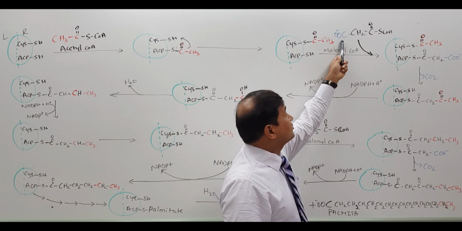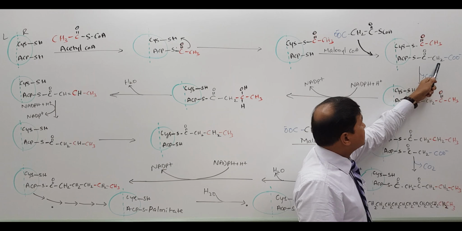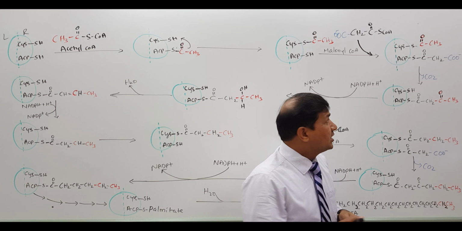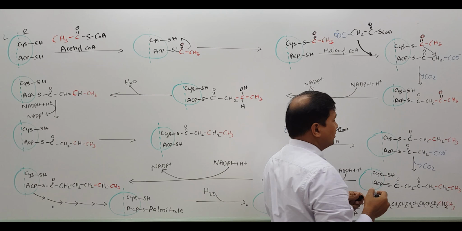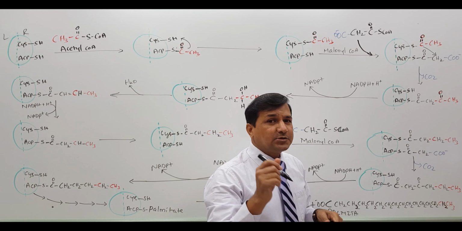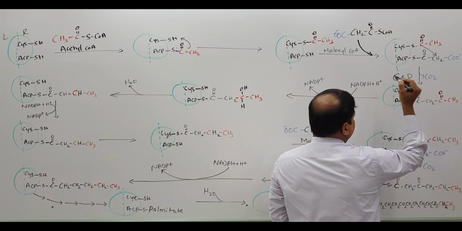So now what will happen to these three carbons? In the cysteine position, we have two carbons coming from the original acetyl CoA molecule, and in the ACP position, we have three carbons coming from the malonyl CoA molecule. So there will be a nucleophilic attack from the acetyl CoA carbons onto the malonyl CoA carbons. Because of this nucleophilic attack, there is a break, the release of carbon dioxide. This carboxyl group is released as carbon dioxide, and this particular reaction we refer to as condensation and decarboxylation reaction.